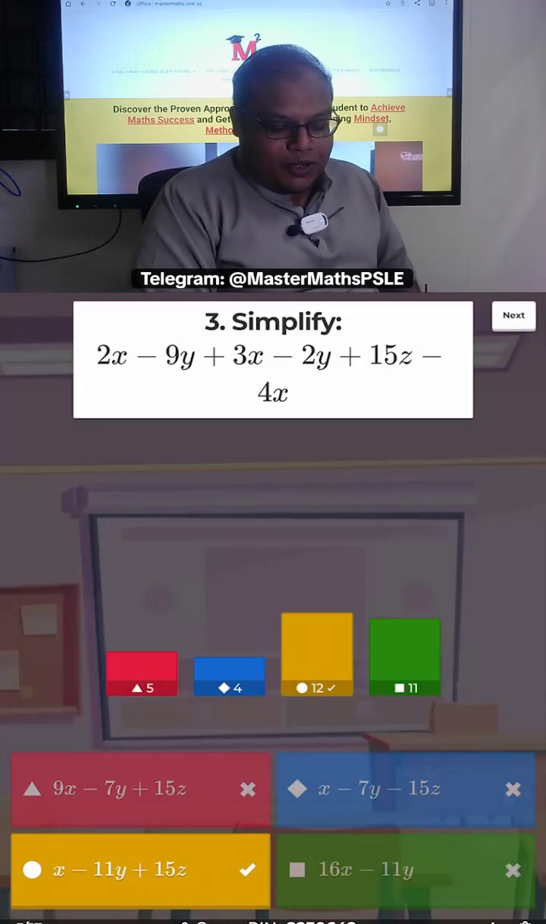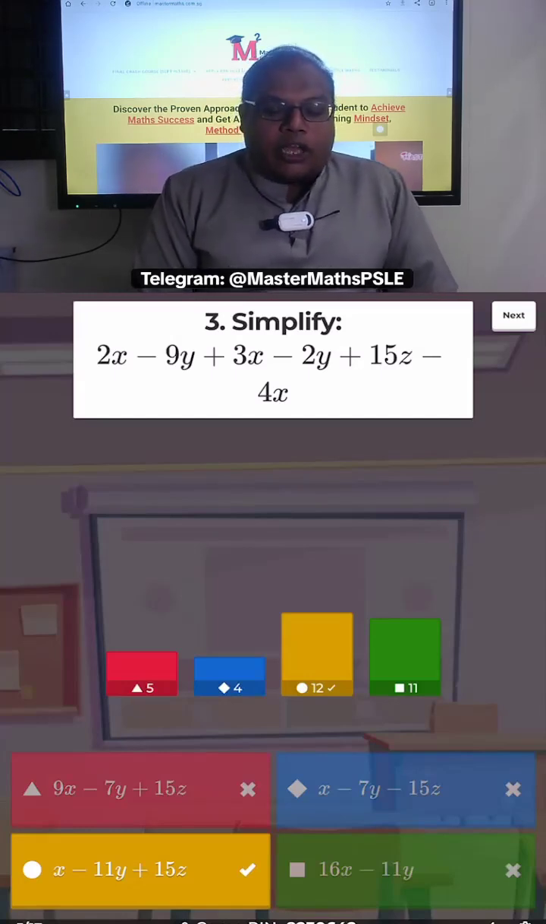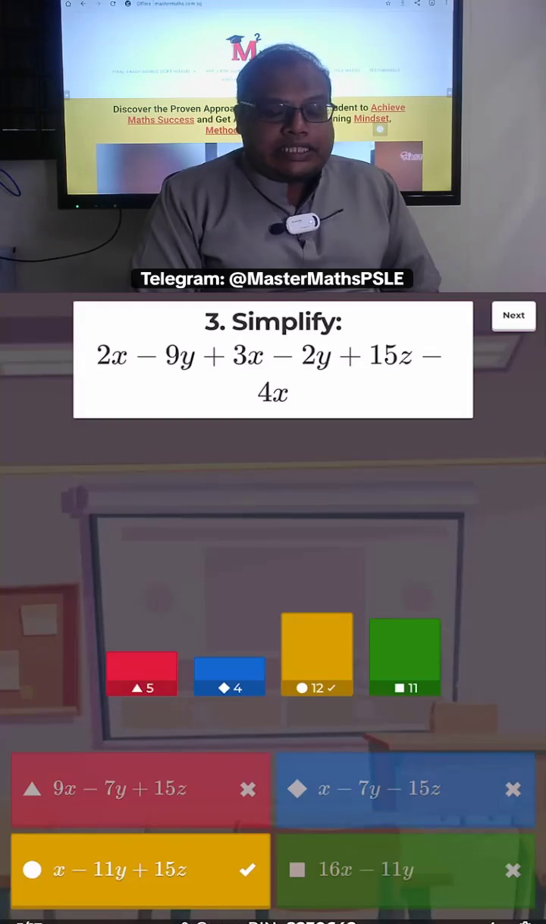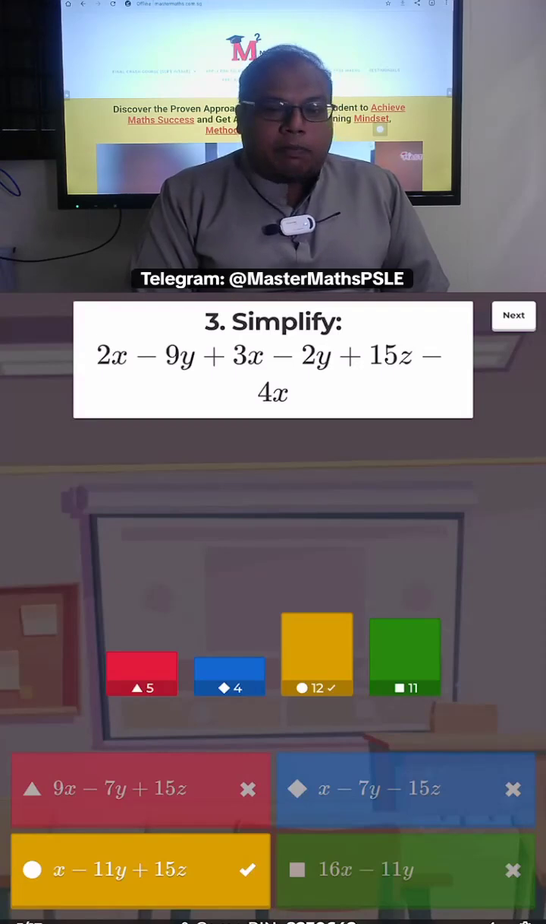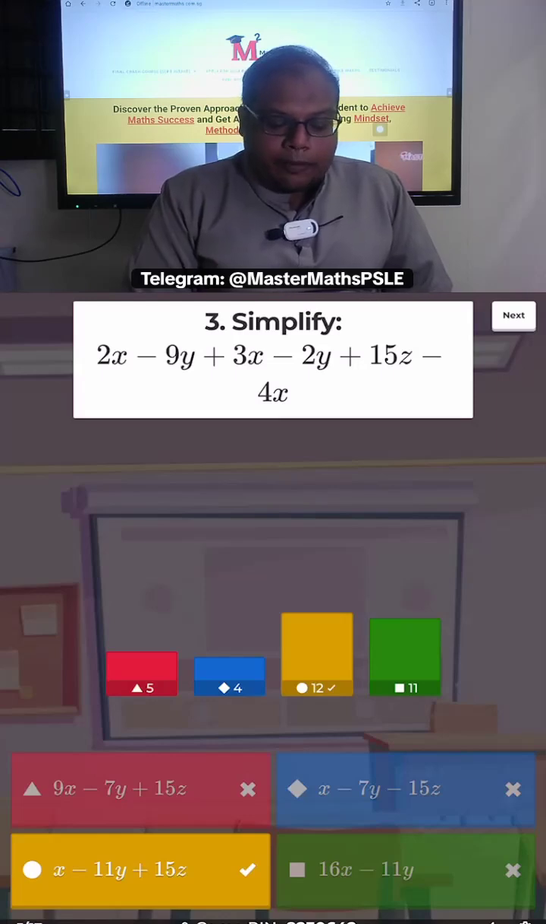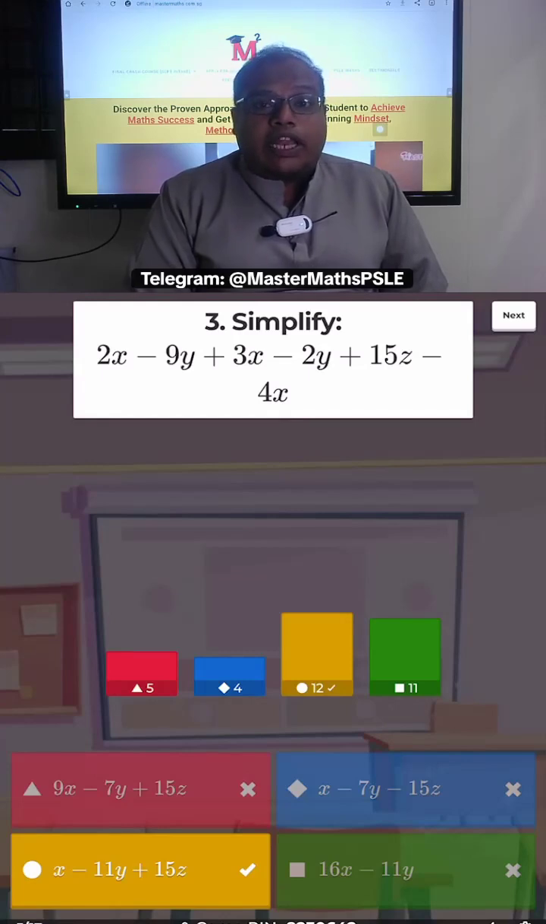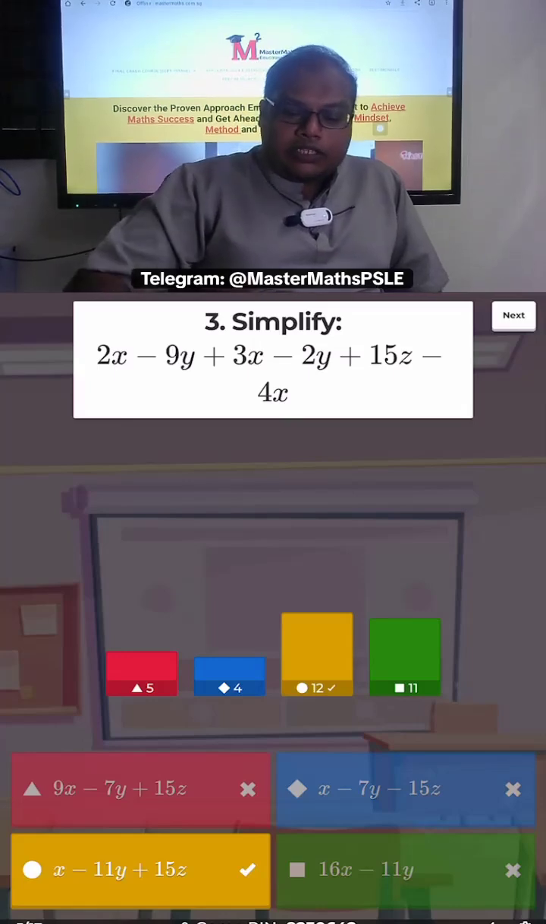Okay, very good. So remember, it's the like terms. Remember to always group the like terms together, then you plus or minus accordingly. And if it's an unlike term, don't do anything with it if it's the only one. Alright, now let's go.